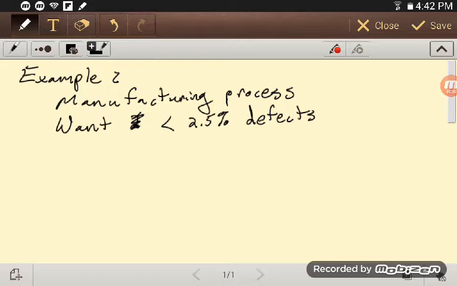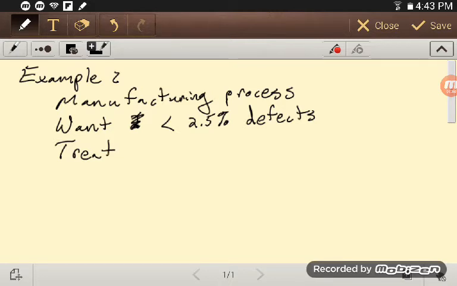in whatever they're making. In some things that would sound to me really high, and in others it probably doesn't sound too bad. I suppose it depends a lot on what they're making and how hard it is to make. But suppose they've decided their manufacturing process is pretty good if they can have fewer than 2.5% defects. They're not necessarily claiming at this point to have that. They just want that to be the case.